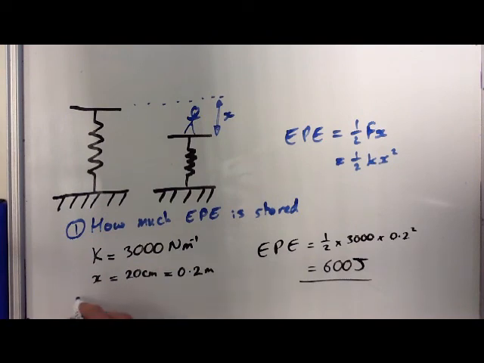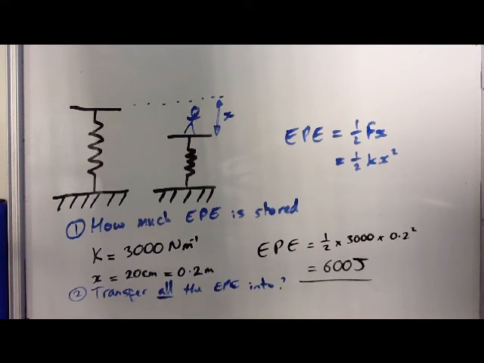The second question really can take two parts. It assumes we're going to transfer all that, the assumption here nearly always is all the EPE, into something else.